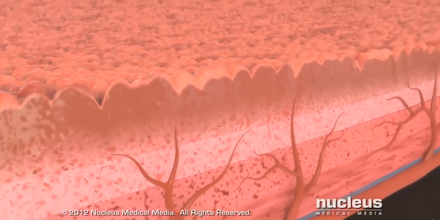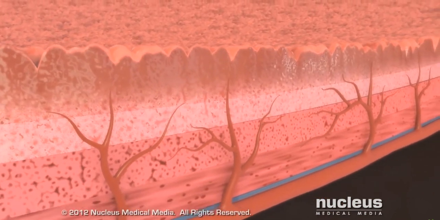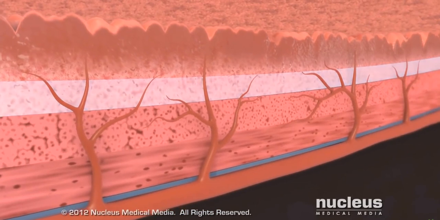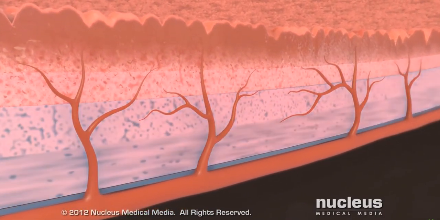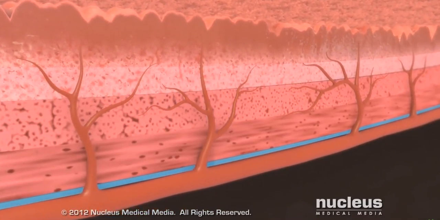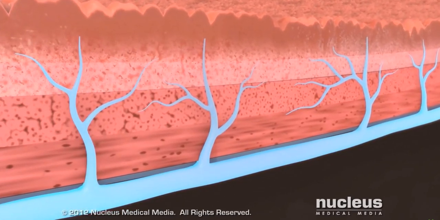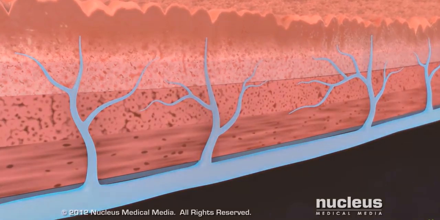The wall of your colon has four main layers: the mucosa, the submucosa, a muscular layer, and the outer serosa. Blood vessels, called vasa recta, supply blood to your colon.